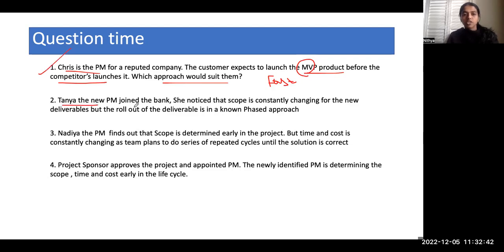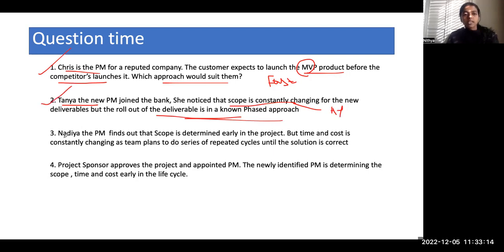Here Tanya, the new PM, joined the bank. She noticed that scope is constantly changing for the new deliverables, but the rollout of the deliverable is in a known phased approach. What is happening here? Something is in known phased approach, but scope is constantly changing. So it's a combination of predictive and adaptive. So this is a hybrid approach. This is a classic example of your hybrid approach.